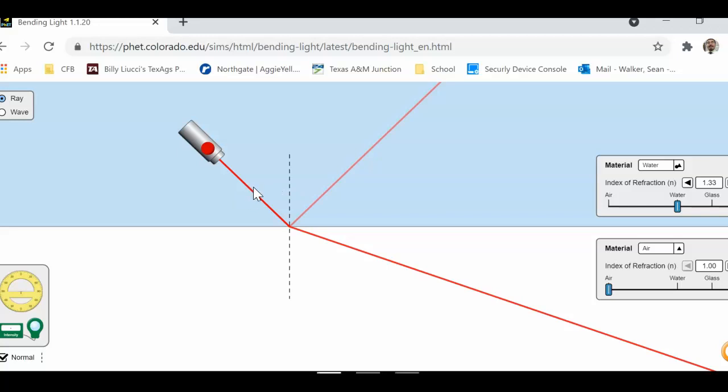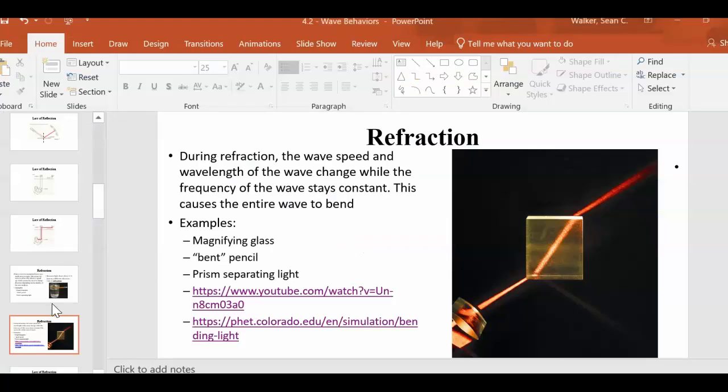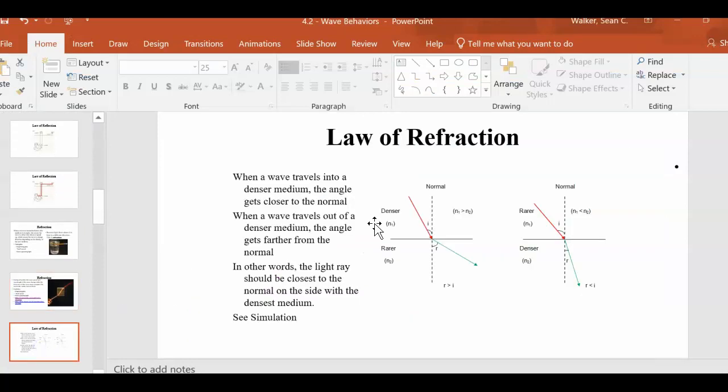So if you're going from water into air or air into water, you should be able to make a prediction as to which way the refracted ray is going to bend. If you're going from more dense to less dense, it's going to bend away from the normal. If you're going from less dense to more dense, it's going to bend closer towards the normal. All right, so that's what you need to know about refraction.